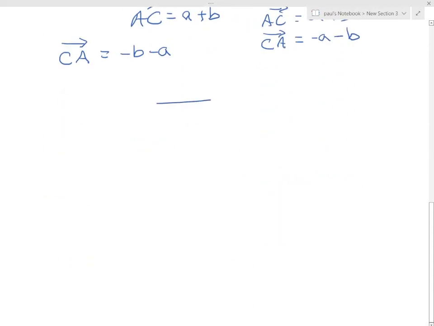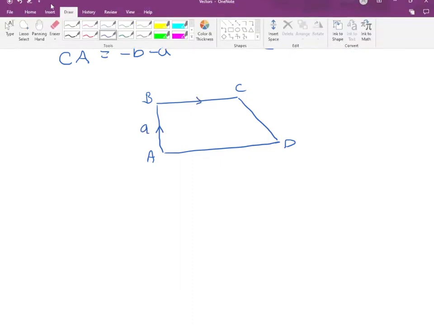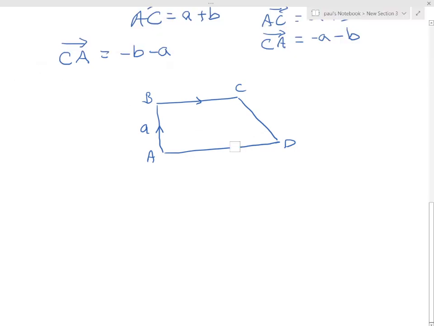So let's do a four-sided shape. Yeah? And we've got A, B, C, and D. So this is vector a. I'm going to make that a bit longer.